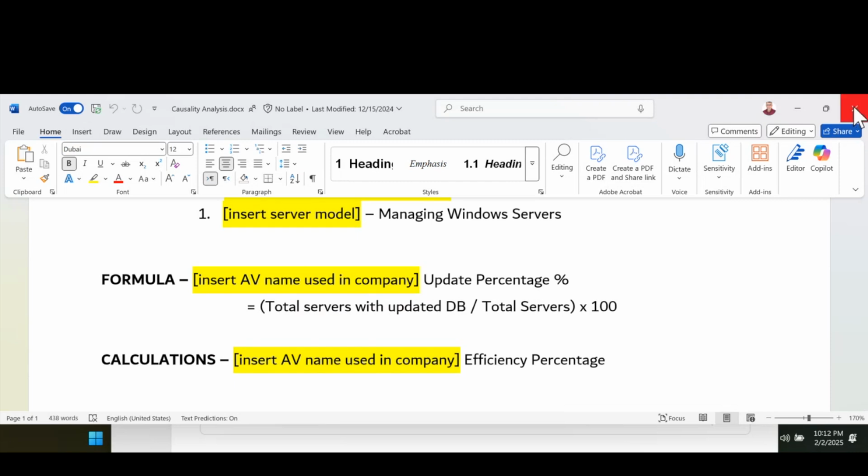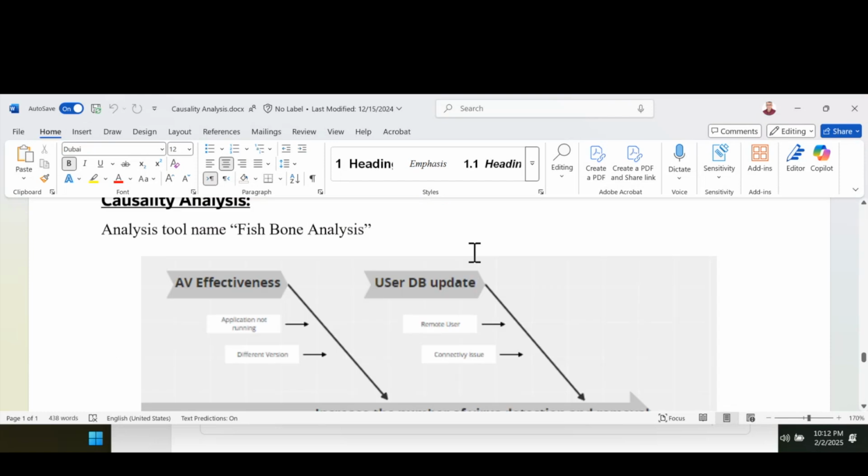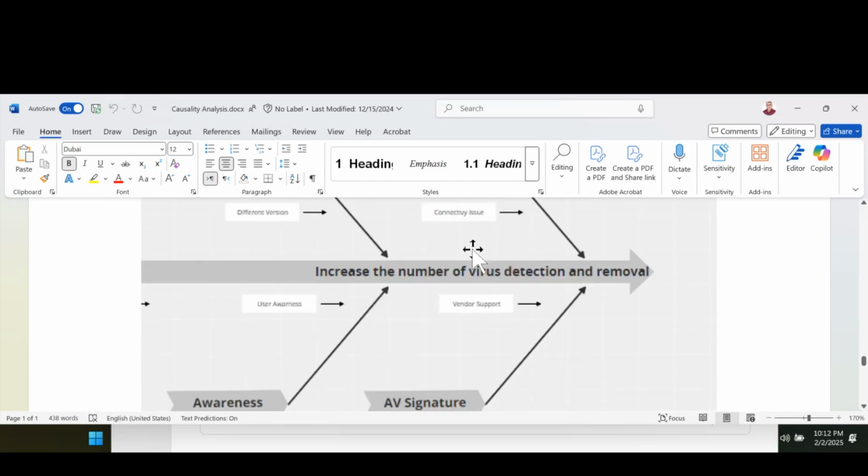This will let you identify the problem and work on it. What is the root cause for not achieving? If you achieve the target, it's fine, you don't need to fill in this report. But if not, you have to identify the reason behind that.